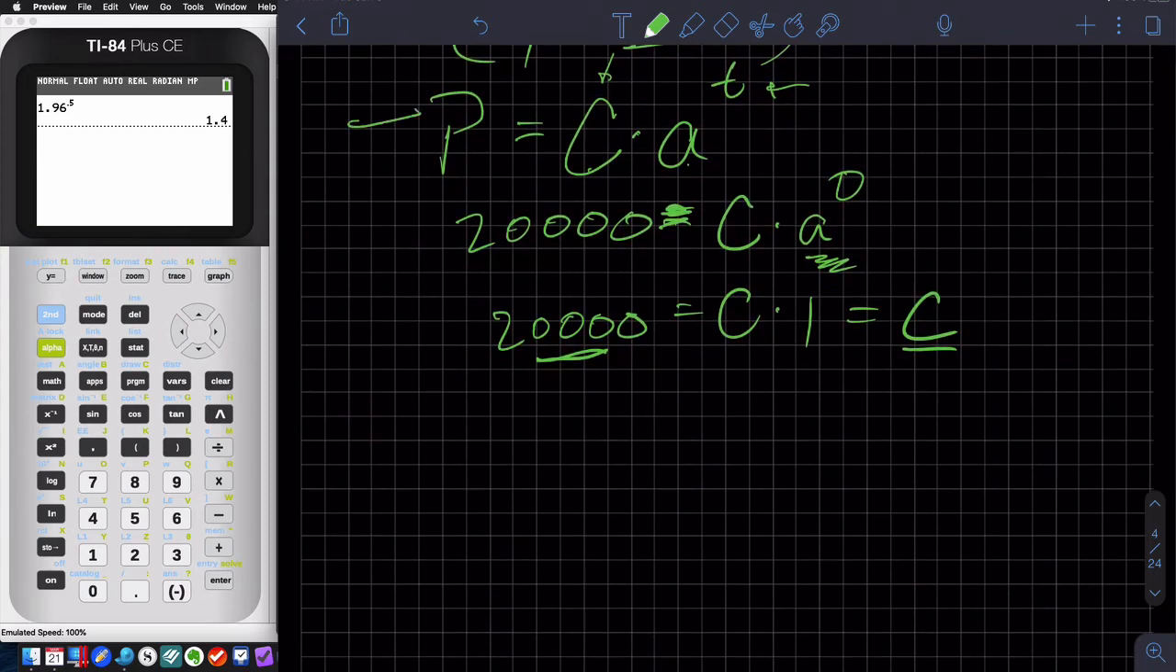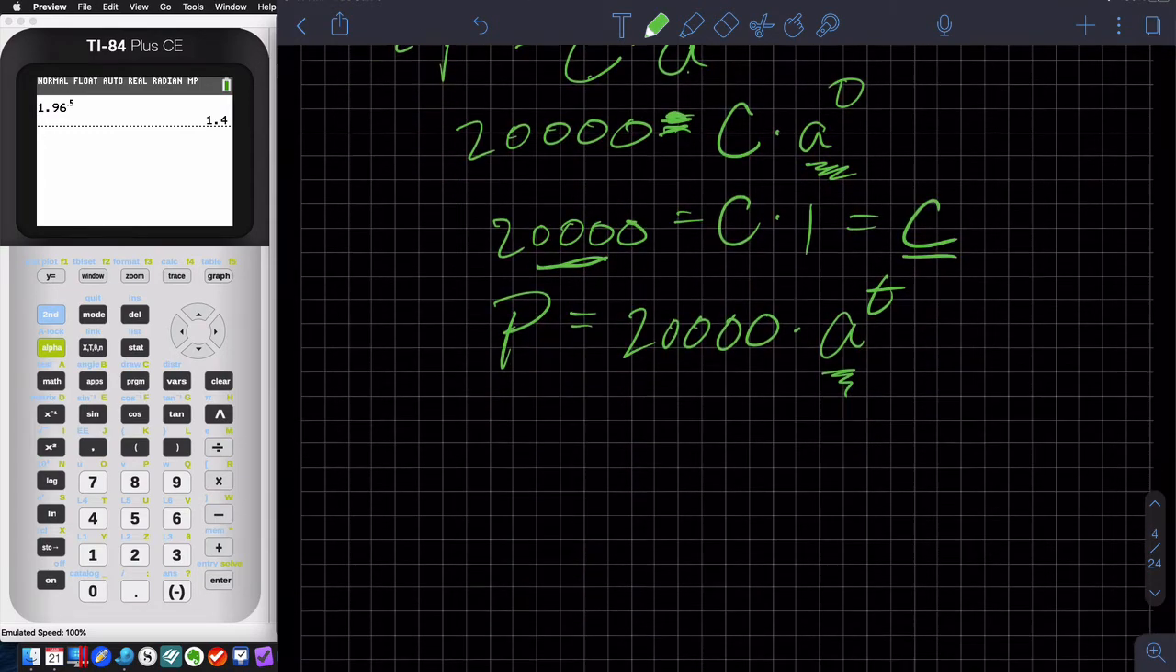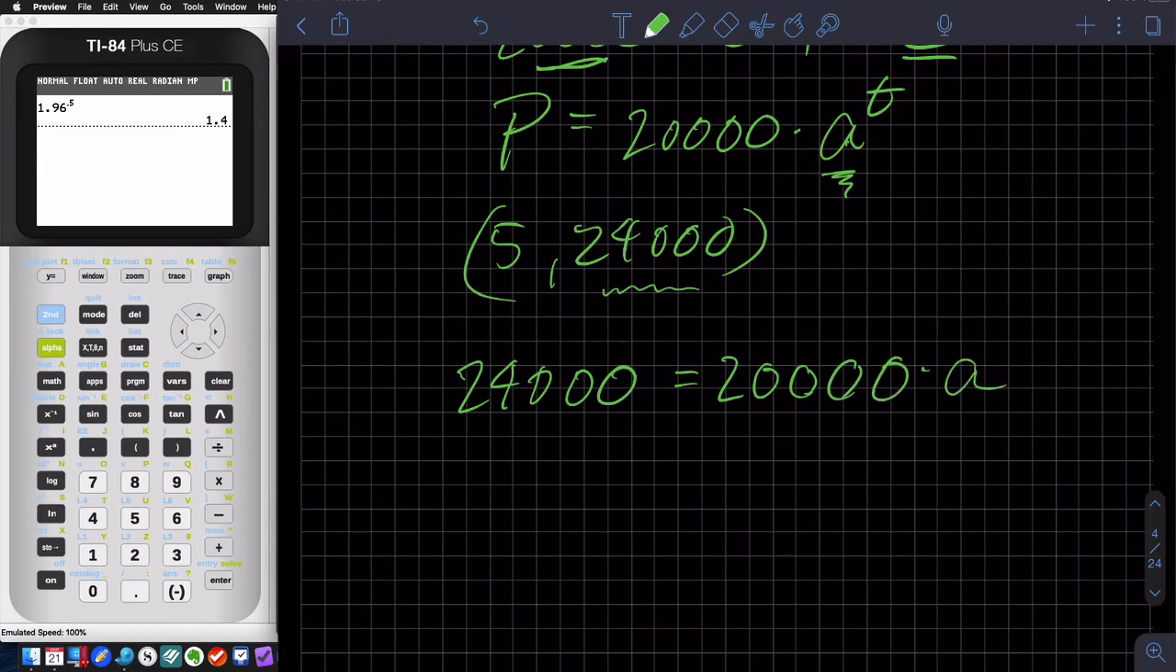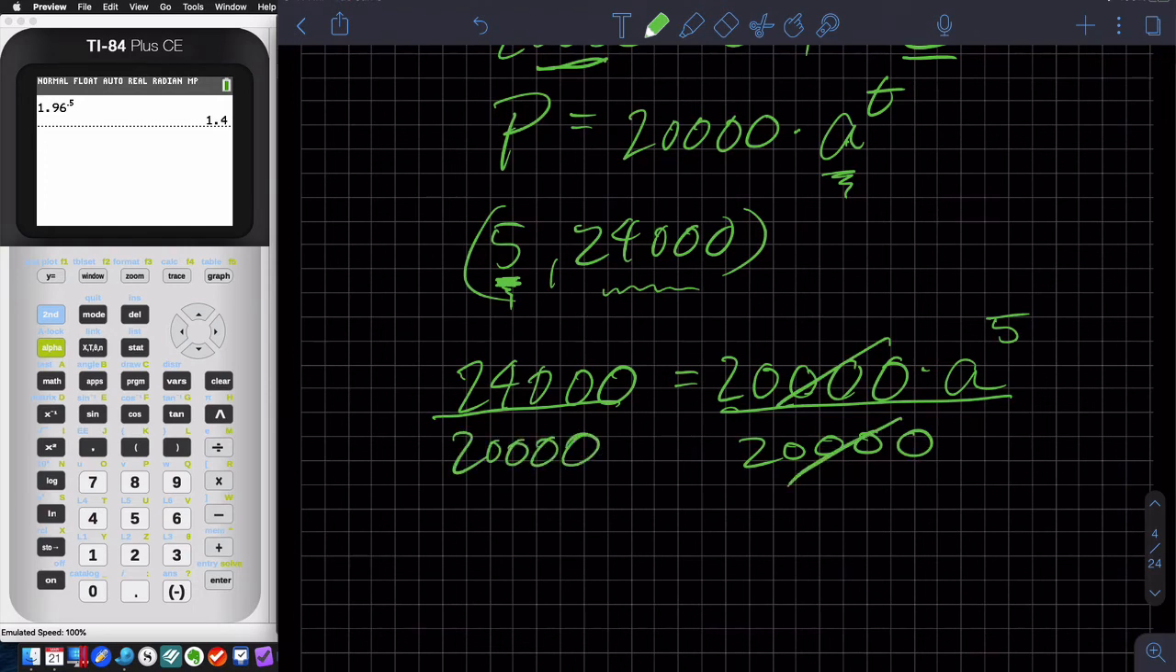Now let's rewrite our formula. It's now P, any future population, equals 20,000, my initial population or starting amount, times A to the T. Now I still don't know what A is. But we can use the second point, 5, 24,000, to determine what this A value is. How do I do that? Well, I'm going to substitute my dependent variable, 24,000, in for P. And that's equal to my initial amount, C, times A to the T value that goes with this 24,000, which was how many years later. And so 5 goes in for T. So I'm going to take 20,000 and divide both sides by it. So this goes to 1 on this side, and I get 24,000 over 20,000. I don't know what that is. I probably should know.